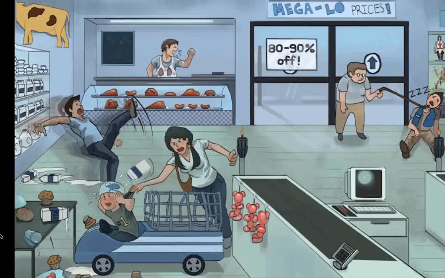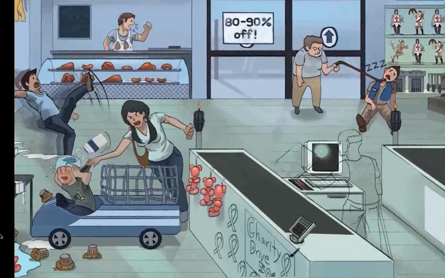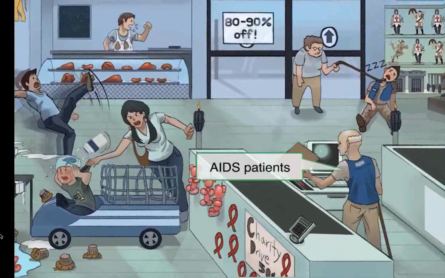Alright, let's shift focus to another group of immunosuppressed patients, AIDS patients. We'll represent the CMV infections that can be present in AIDS patients around this cashier here, who's an old man with a cane. AIDS patients are particularly at risk for CMV infections, especially when their CD4 counts drop below 50.